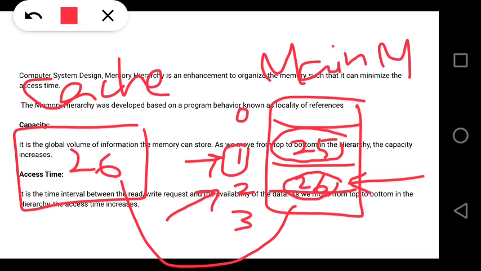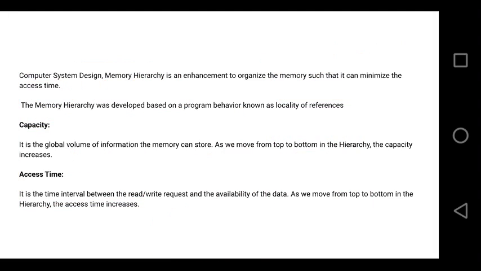So the total cache memory, or the total memory hierarchy, works based on this principle, that is called locality of reference. So a memory hierarchy was developed based on a program behavior known as locality of reference.